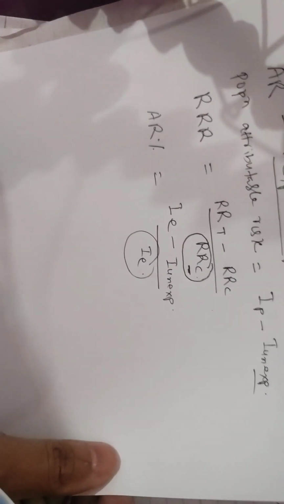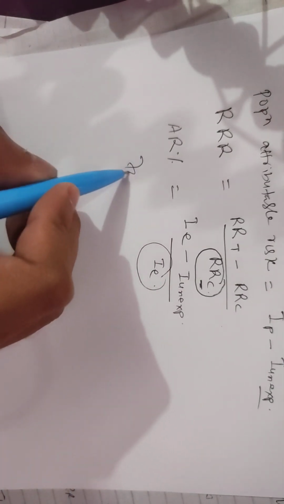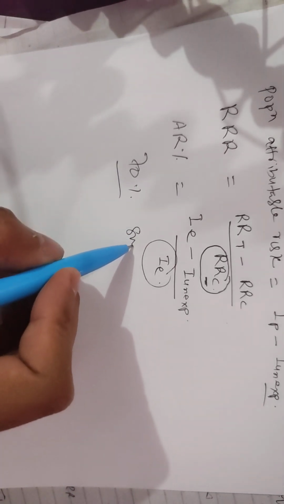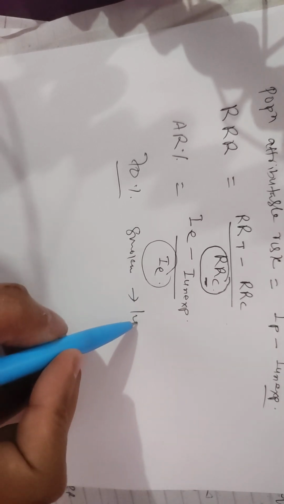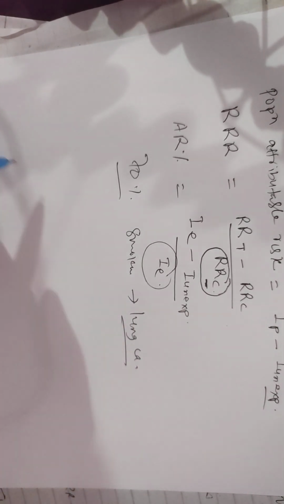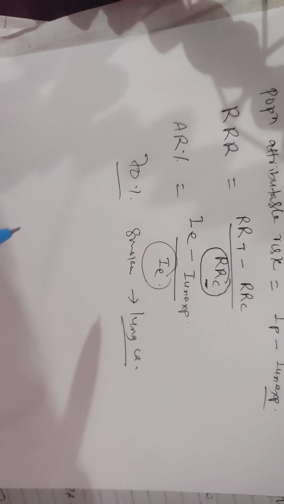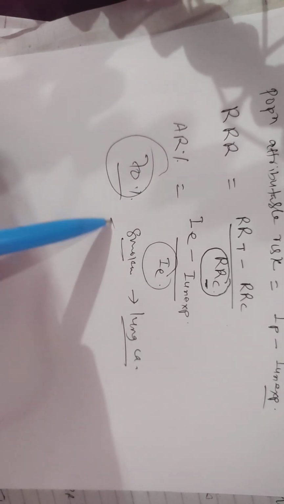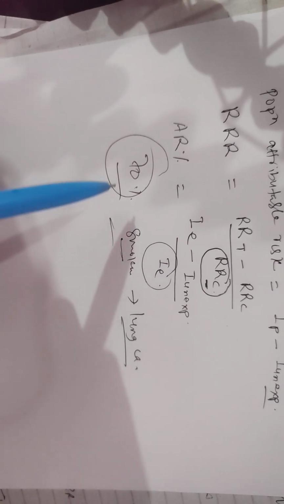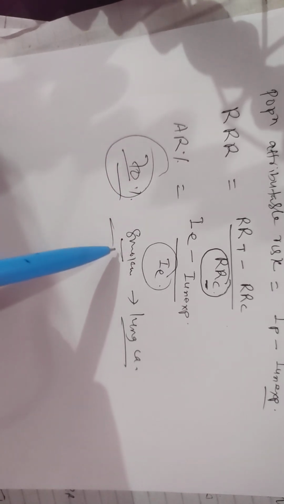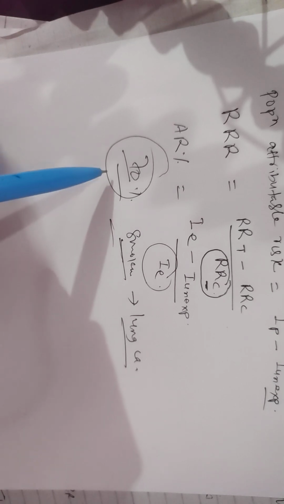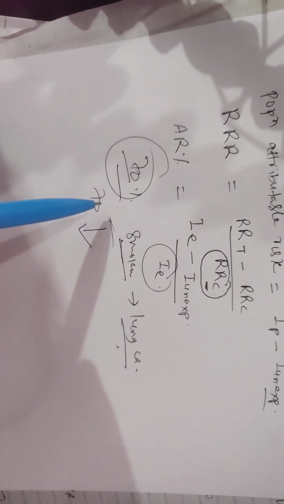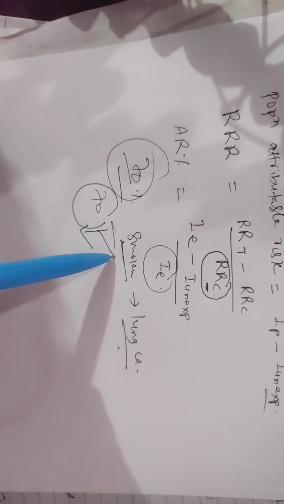So let's say the attributable risk percentage is 70%. Let's say smoking causes lung cancer. So let's take this example, and you calculated the attributable risk percentage of smoking to be 70%. So what does it mean? It means that if you eliminate smoking, there is a 70% reduction in lung cancer. So 70% of the lung cancer is attributed to smoking, right?